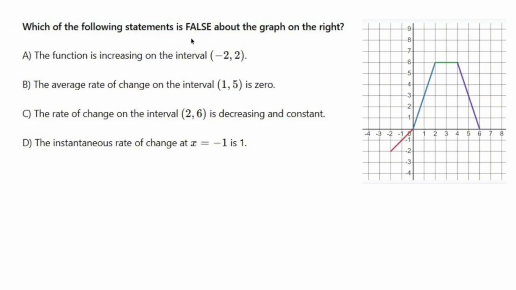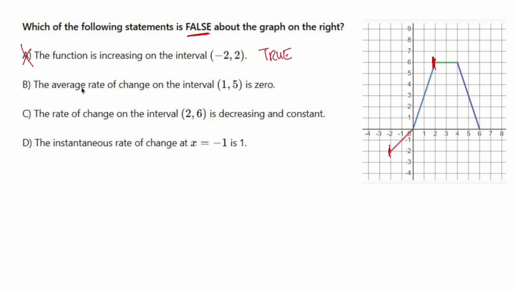Which of the following statements is false about the graph on the right? So we want the lie. The function is increasing on the interval -2 to 2. Well, increasing means it's just going up and to the right. Just because there's two different types of rates going on here, you have a slope of 1, you have a slope of 3, it looks like, doesn't mean that it's not increasing the whole way. It is increasing the whole way. So this is a true statement, which means it is not the option that we want.